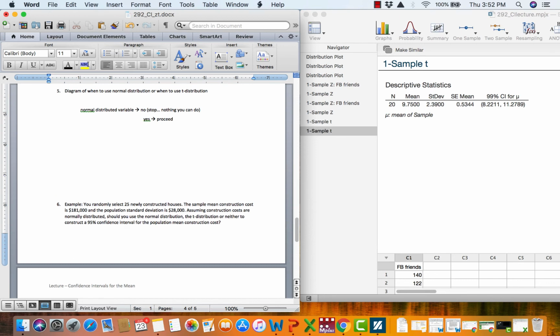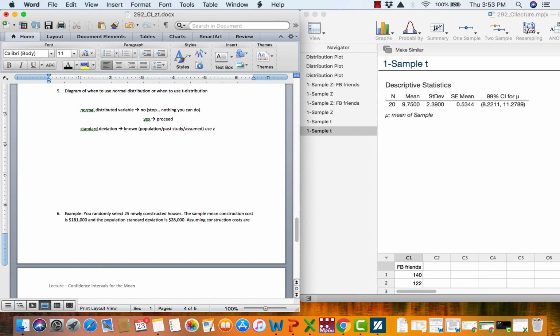All right, the next thing you look for is the standard deviation. If it is known, meaning it comes from the population or past study or is assumed, you use Z. If it is unknown, you must use the sample standard deviation, which means you're going to use a t-based confidence interval.